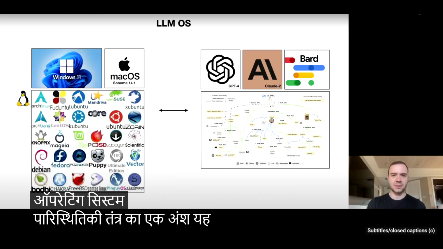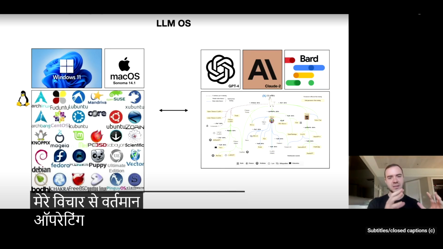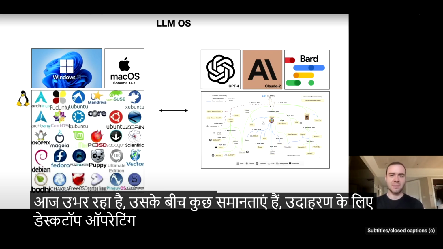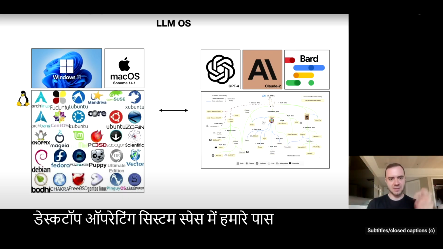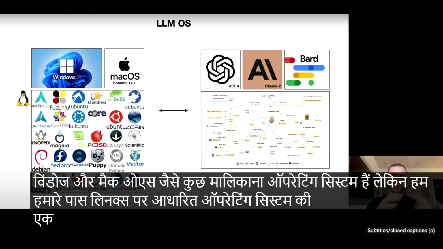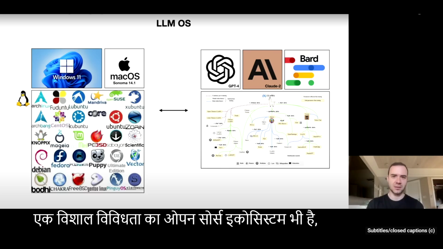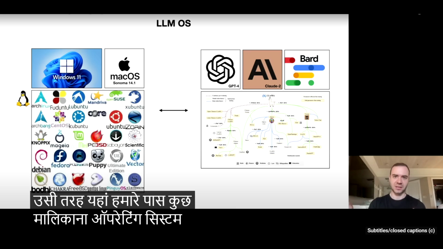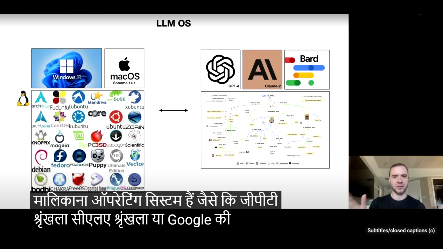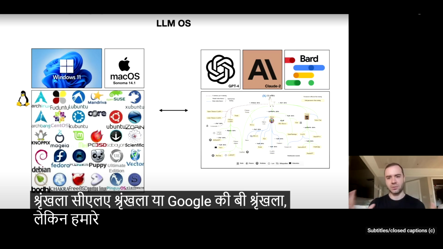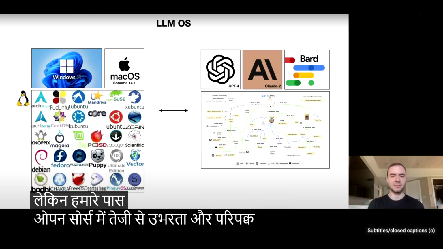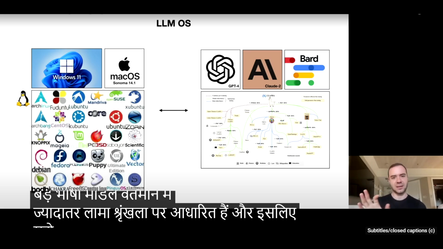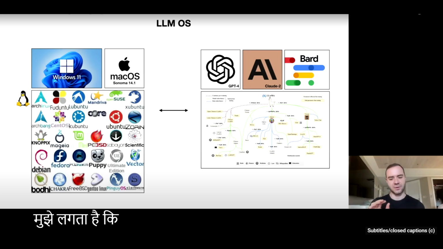ecosystem is that there are also some equivalents between the current operating systems and what's emerging today. So for example, in the desktop operating system space, we have a few proprietary operating systems like Windows and Mac OS, but we also have this open source ecosystem of a large diversity of operating systems based on Linux. In the same way here, we have some proprietary operating systems like the GPT series, Claude series, or Bard series from Google, but we also have a rapidly emerging and maturing ecosystem in open source large language models, currently mostly based on the Llama series.